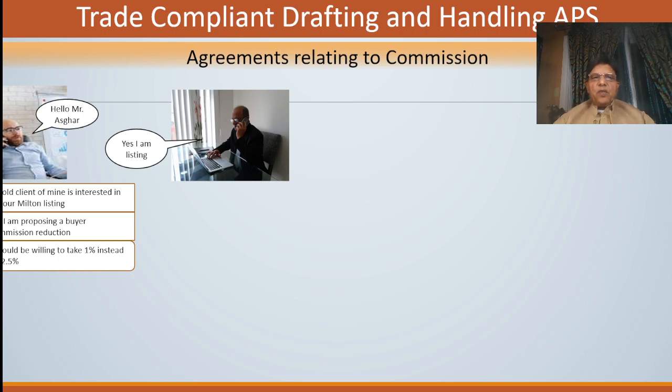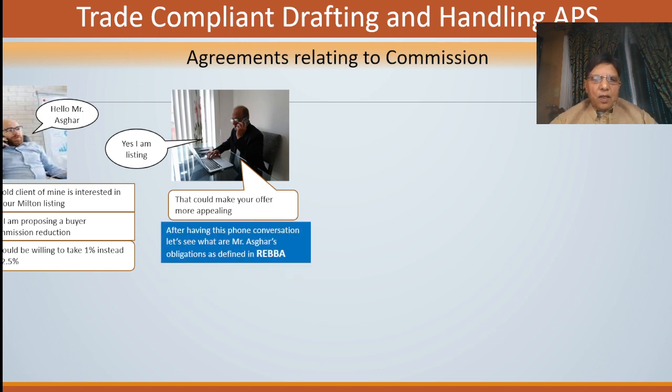So now what is your responsibility as a listing agent, and in this scenario, Mr. Javed's responsibility, what he thinks. So that's the reply. That could make your offer more appealing. After having this information, the phone conversation, there is an obligation as defined in RIBA, and that obligation is upon you as a listing agent. And here on Mr. Javed, there is an obligation as defined in RIBA. And what is that obligation?